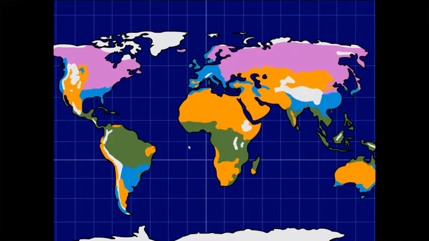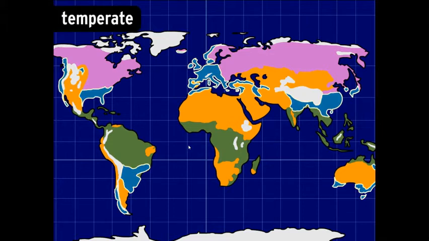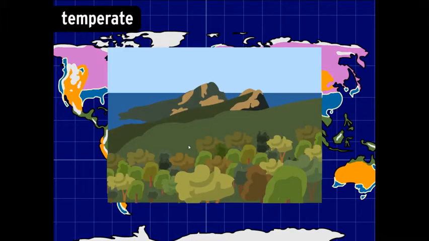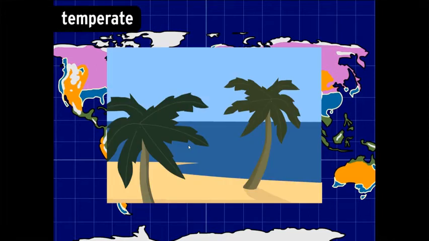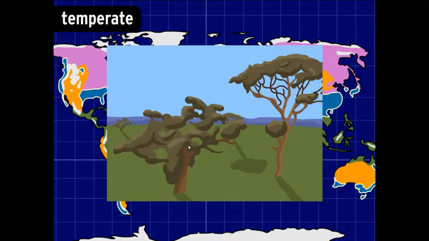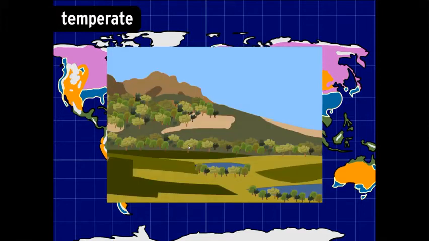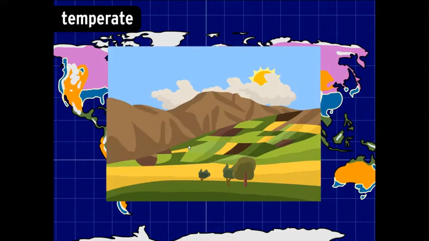The third group is made up of mild or temperate climates. In these areas, the summers can be hot, but the winters are not very cold. You can find temperate climates along the Mediterranean Sea, in the south and west coast of North America, and in Australia, Southern Africa, and parts of South America.